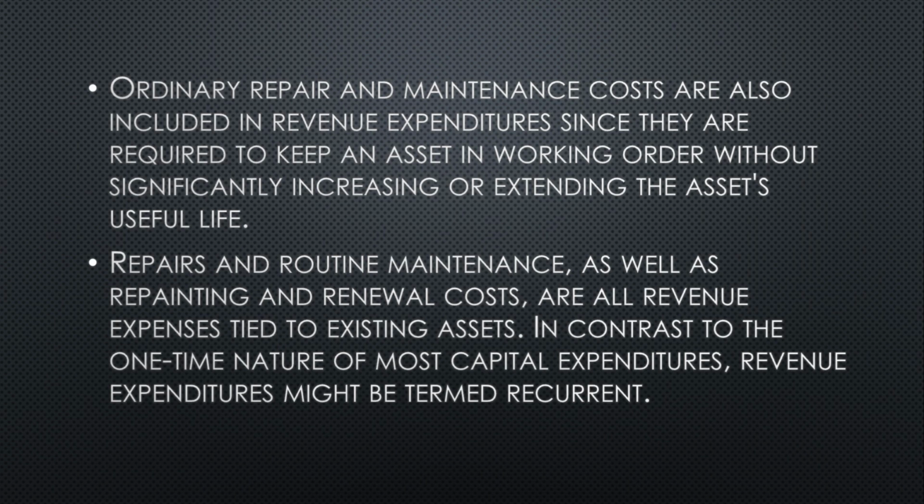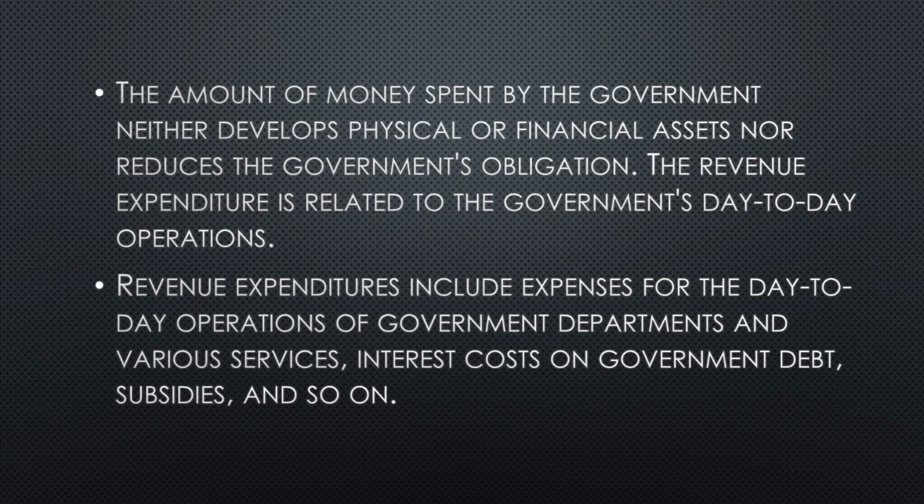Repairs and routine maintenance, as well as repainting and renewal costs, are all revenue expenses tied to existing assets. In contrast to the one-time nature of most capital expenditures, revenue expenditures might be termed recurrent. The amount of money spent by the government neither develops physical or financial assets nor reduces the government's obligation. The revenue expenditure is related to the government's day-to-day operations.